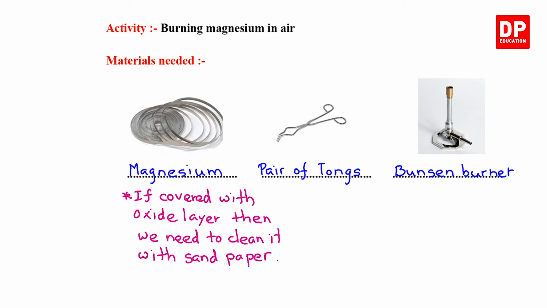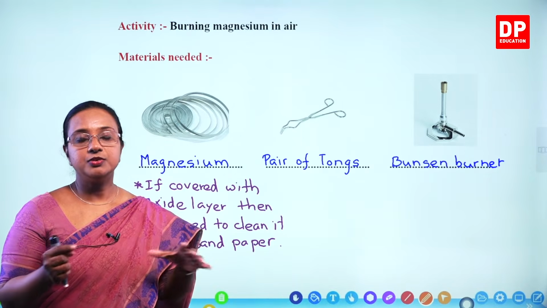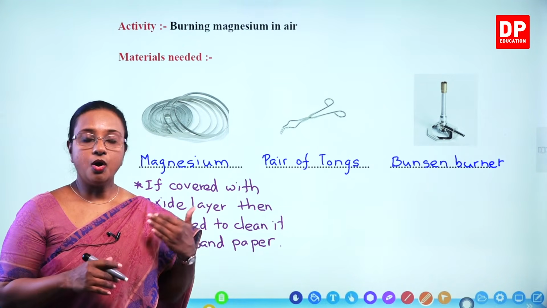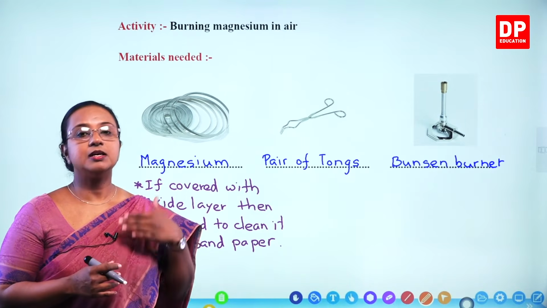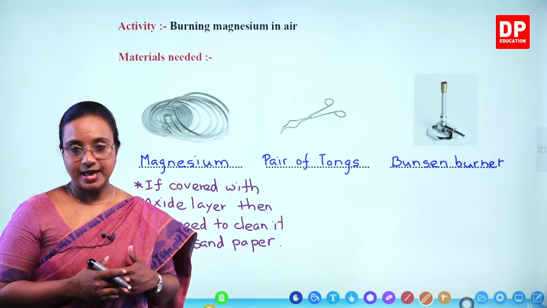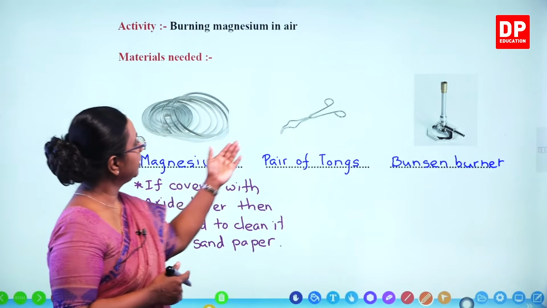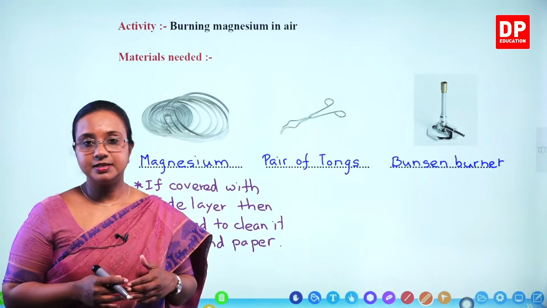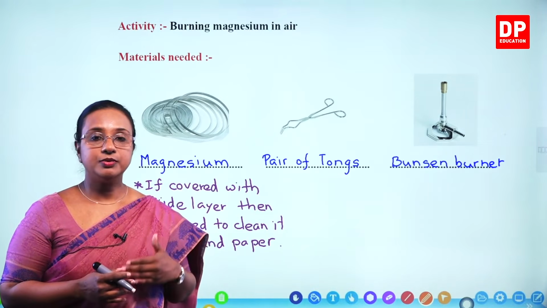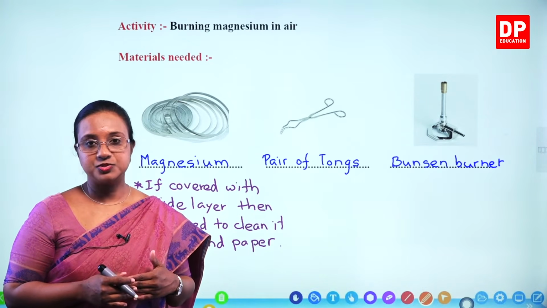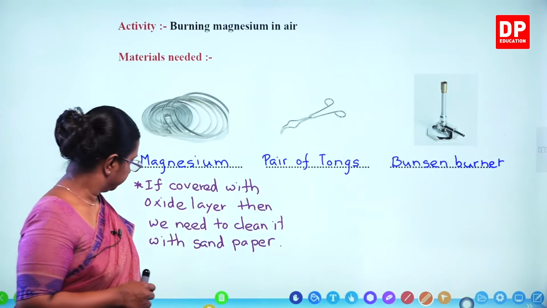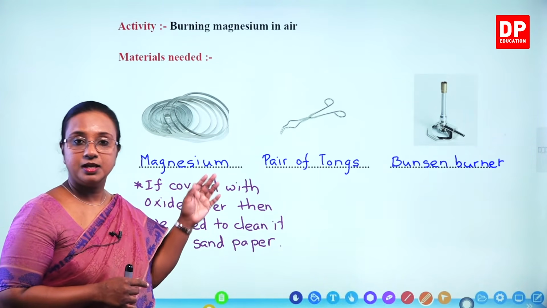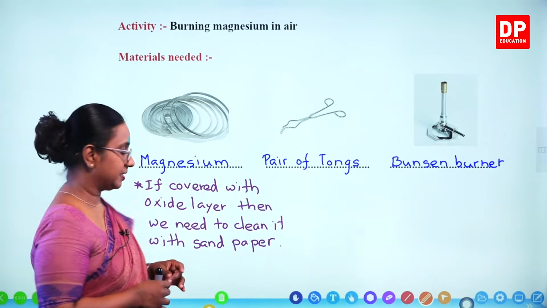So, when we do the activity, either we use a clean magnesium strip that is shiny, or if it has the oxide layer, we clean it with a sandpaper. Then we use the pair of tongs and hold it to the Bunsen flame. Then you can see the magnesium strip burning. Now I will write down the steps involved in this activity.